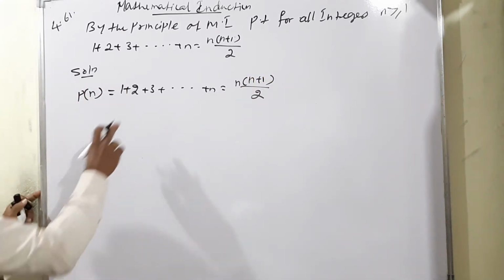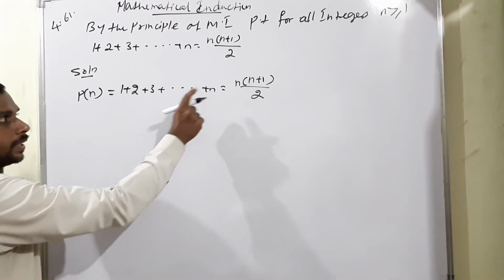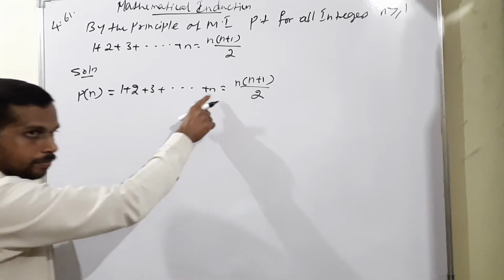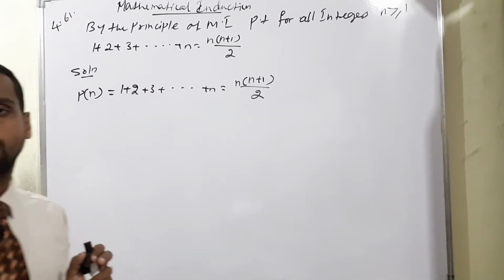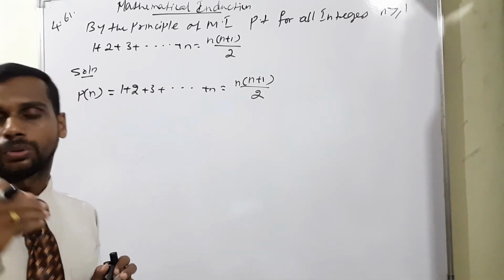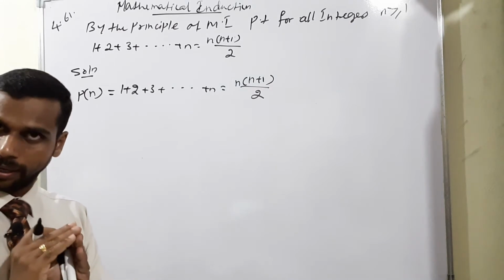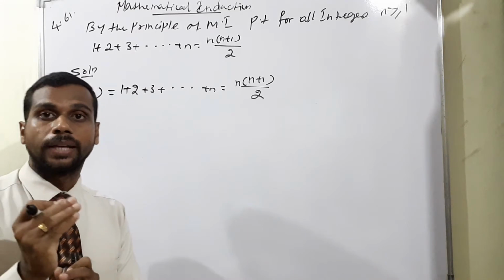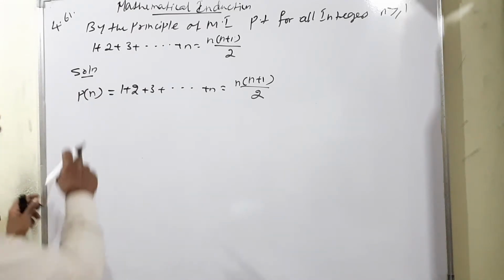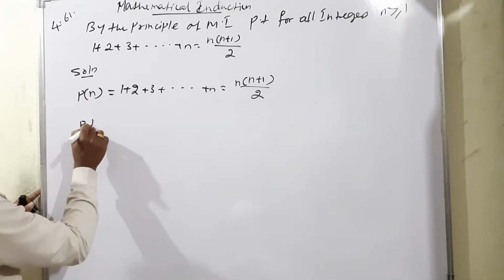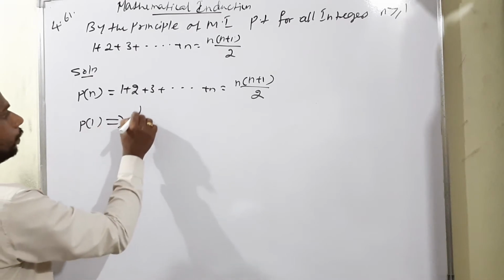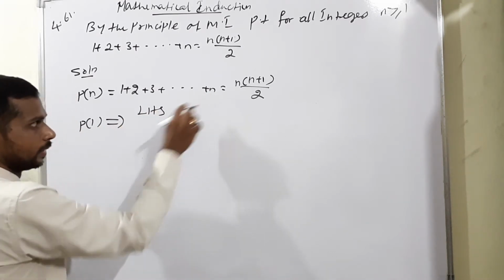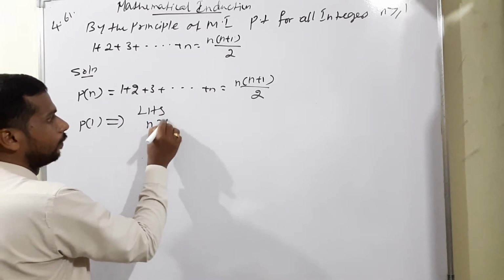Now we have to check it. On the left hand side, only n is there. If you take n as 1, then on the opposite side we also have to show the same number. If LHS equals RHS, then definitely we can say it is true. So instead of n, I will take P of 1. P of 1 means on the LHS, only n is there, therefore the value will be 1.